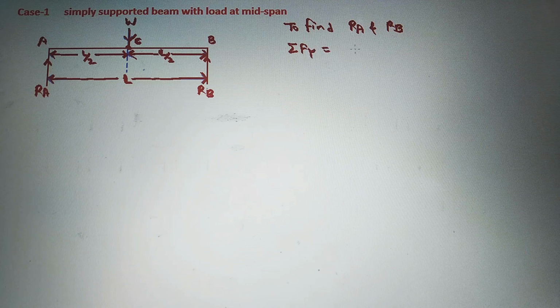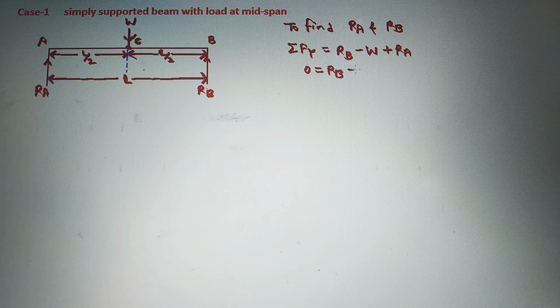Summation Fy is equal to, we can write here RB, that is plus, then W, that is minus, then RA, that is also plus. Here we will take downward as minus and upward as plus. So RB is upward, so it is plus. W is downward, it is minus or negative. Then RA is upward, so RA is positive.